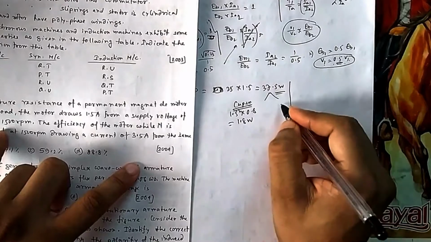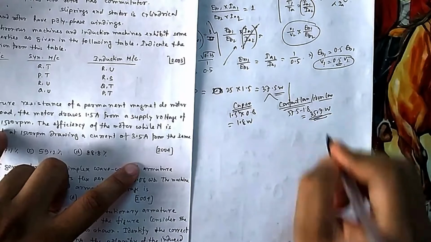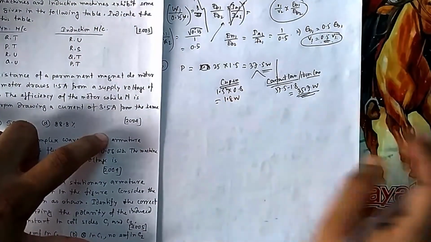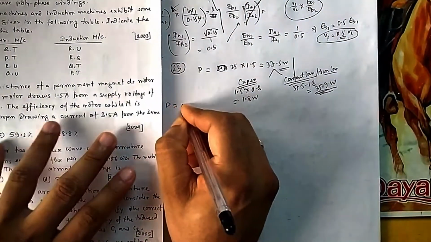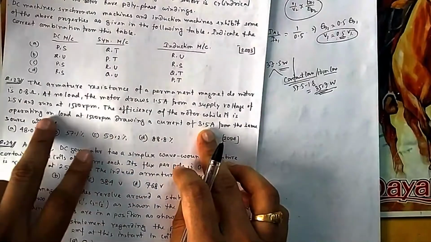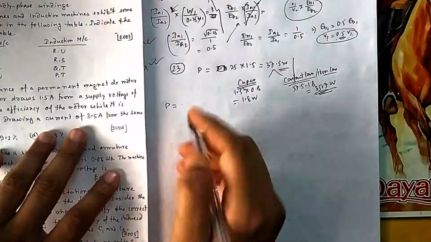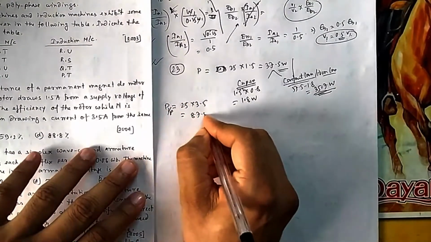So obviously the rest one will be the constant loss, that is iron loss, which will be fixed. So 35.7, this is your constant loss or iron loss. This will be fixed for any load. This will change according to loading condition. Now in the second case, the power you are drawing, that is input power is 3.5 for the same source, that is source voltage is 25 volts. So now you are taking 25 into 3.5, this is your input, that is 87.5 watt.